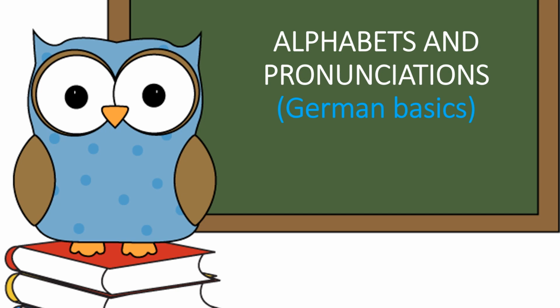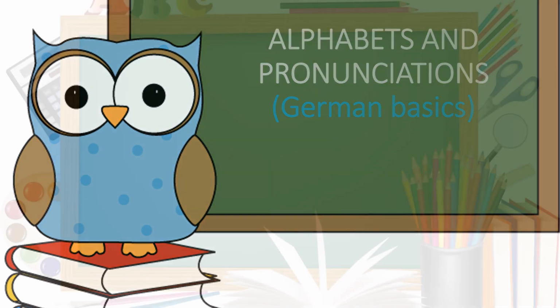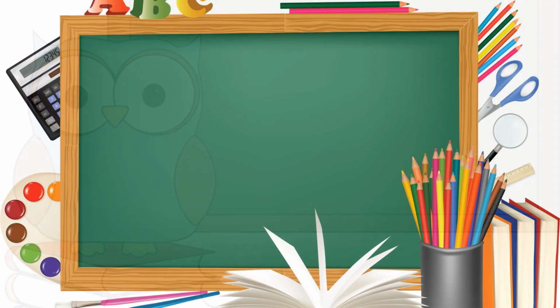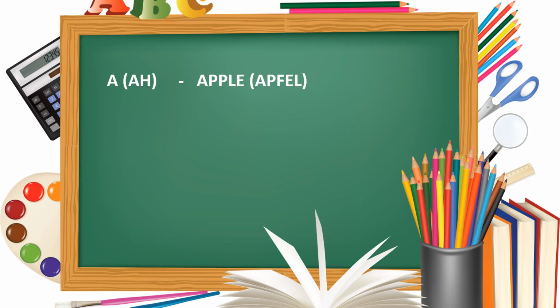Today, we would be understanding the alphabets and their pronunciations in German language. Let's begin with the first alphabet A, pronounced as A.